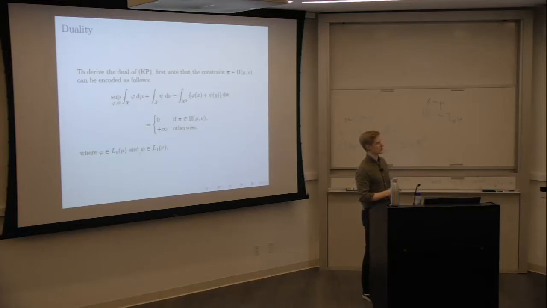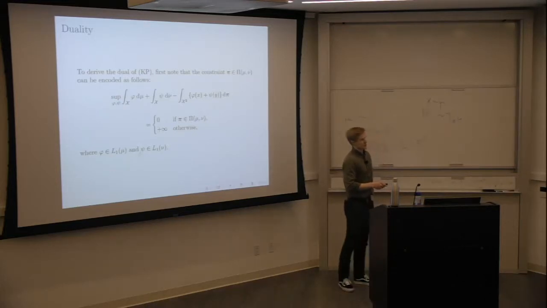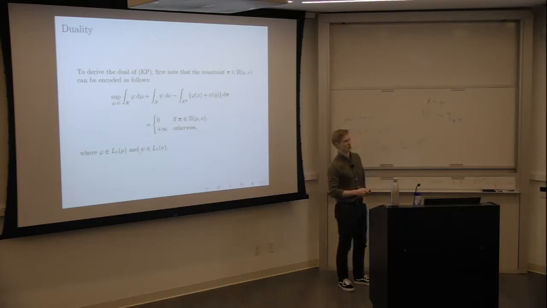So to derive the dual problem, first note this constraint here, that pi is in the set of couplings between mu and nu. That is, it's a joint distribution that has mu as one of its marginals and nu as the other marginal. This constraint can be encoded as follows. Take the supremum over the integral of phi against mu and the integral of psi against nu, and subtract the integral of phi plus psi against pi.